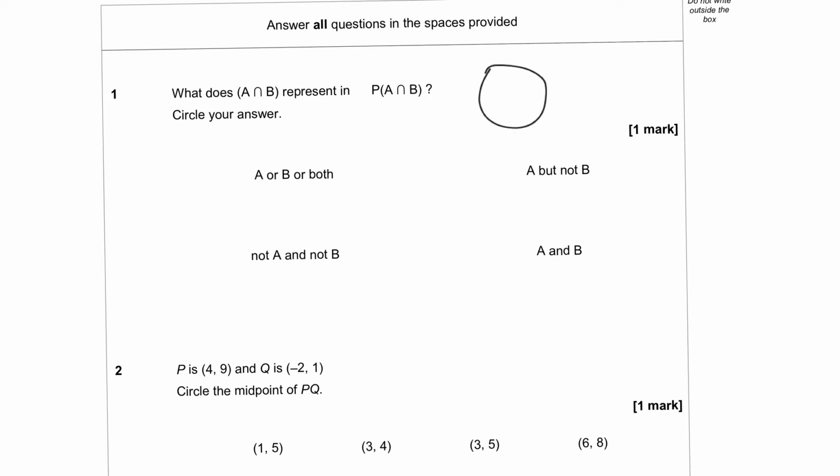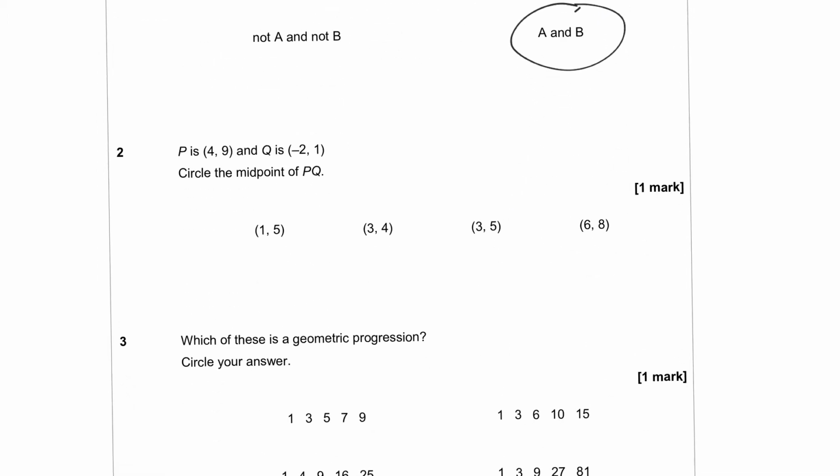So if I quickly draw a sketch of a Venn diagram, A, B, the probability of A and B strictly would be the middle part of just A and B. So that's fine. If it was A or B, then it could be A or B or both, but that is not the case.